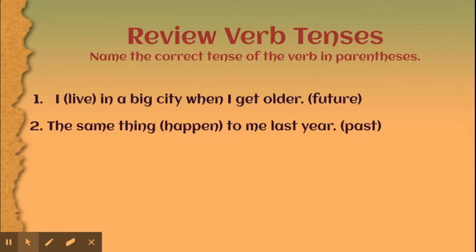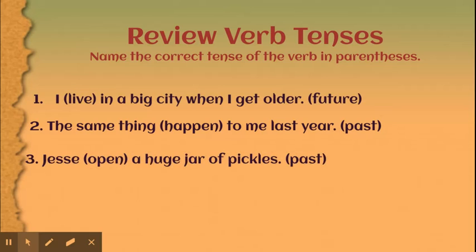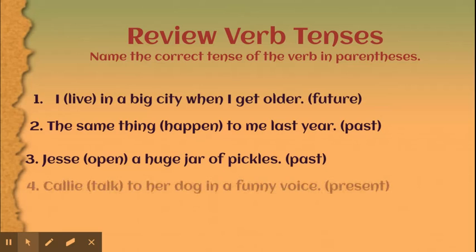Number 2, the same thing happened to me last year. How do you make this verb show past tense, that it's already happened? You should have said happened with an ed. The same thing happened to me last year. Number 3, Jesse, what's the correct past tense for open a huge jar of pickles? You should have said opened with an ed. It shows the past. Jesse opened a huge jar of pickles.